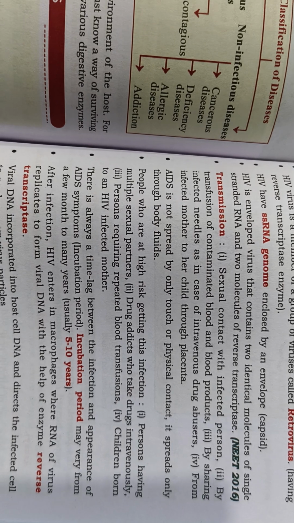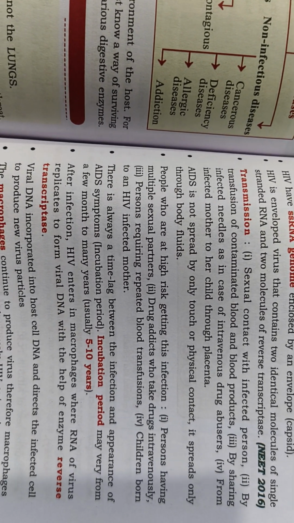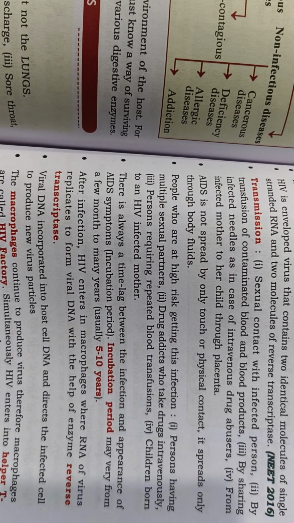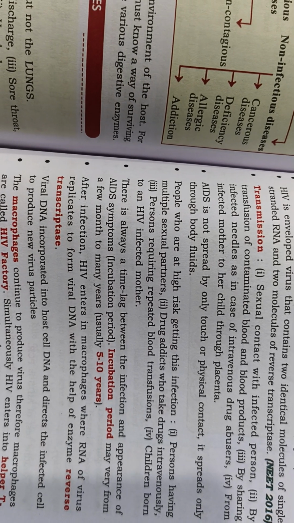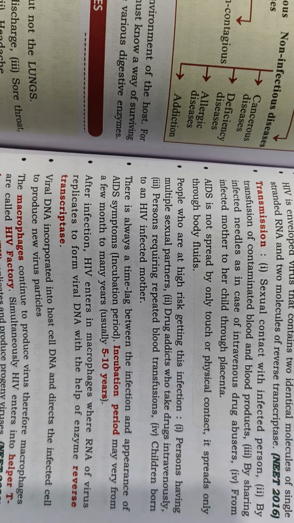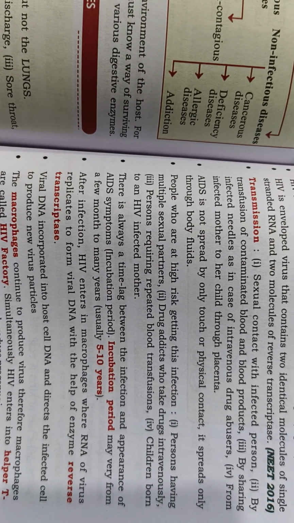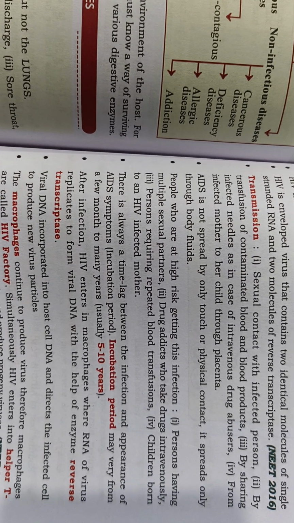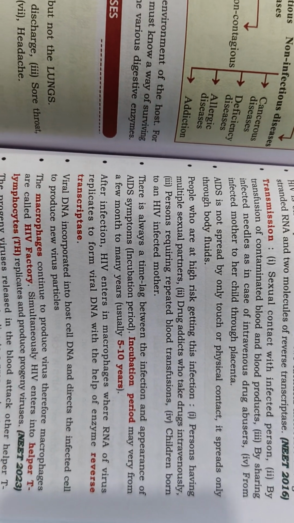AIDS is not spread by only touch or physical contact, it spreads through body fluids. So the answer to how AIDS spreads is by body fluids. When body fluids of the infected person come in contact with a healthy person, transmission happens. People at higher risk of getting this infection are persons having multiple sexual partners, drug addicts who take drugs intravenously, persons requiring repeated blood transfusions, and children born to an HIV infected mother.